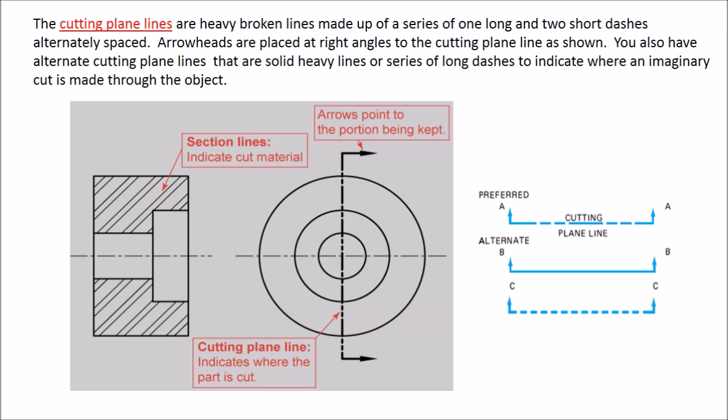Letters next to the arrowheads indicate the section in case there is more than one section to be shown on the drawing. These lines are oriented vertically, horizontally, or at the actual angle at which the part is drawn.